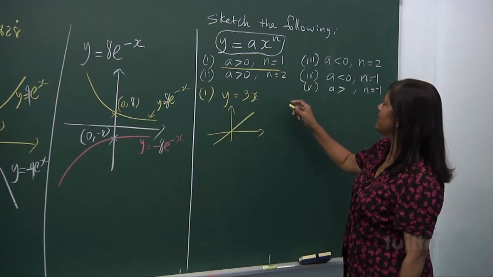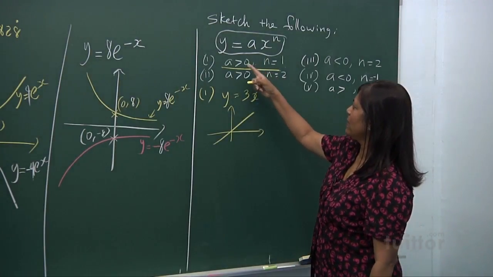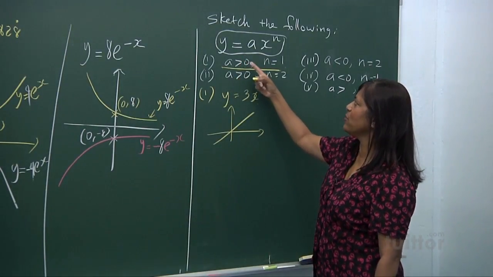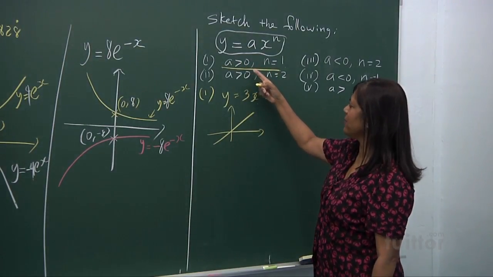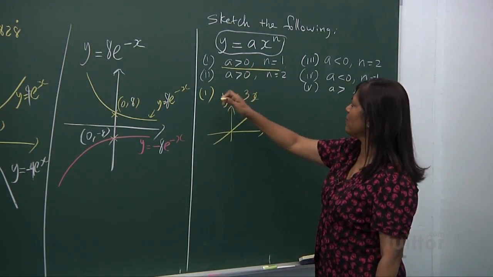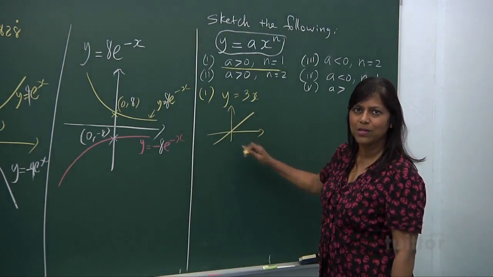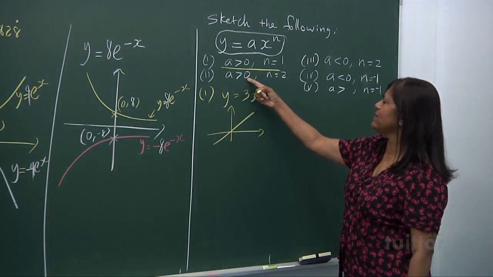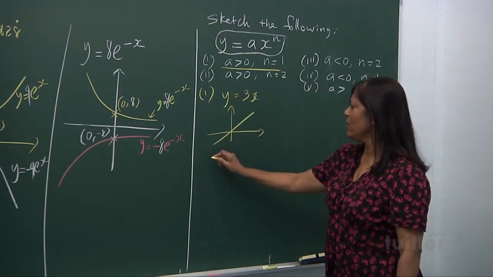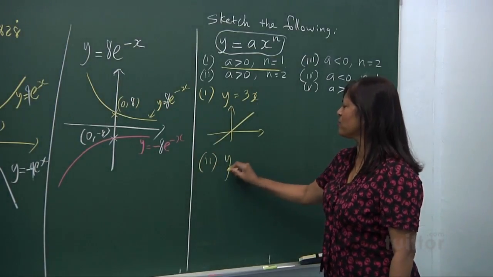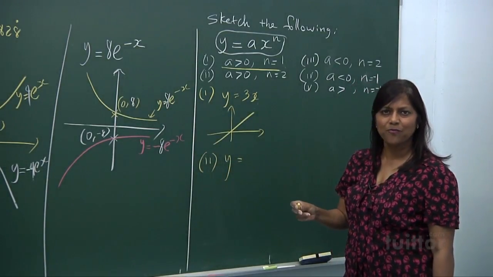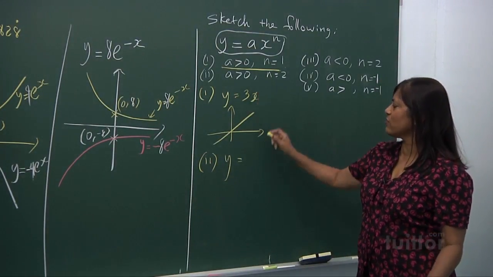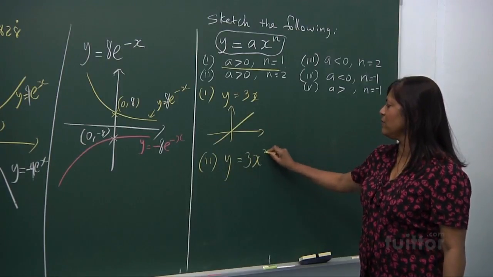In the second case, if a is less than 0, a is actually showing you the gradient. A is the gradient here. If it's less than 0, it's a negative gradient, that's all. It goes downward. Now here, in the third case, a is greater than 0, n is 2. You want a number? I choose 3 all the time to be consistent, to follow through rather than jumping around and getting all of you more confused. A is 3, n is 2.